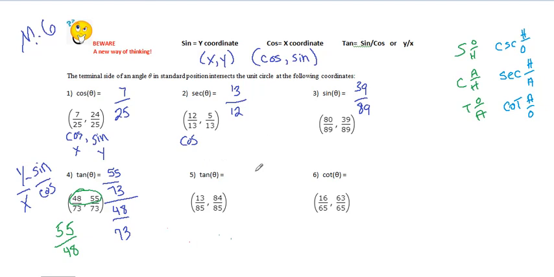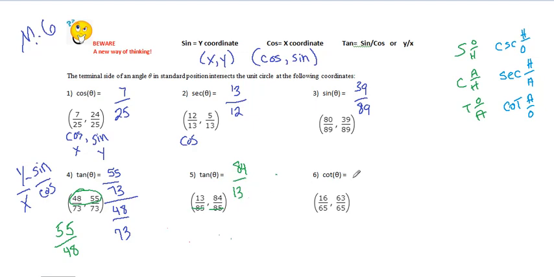Where'd my pen go? All right, so on this tangent, there's a little shortcut. Since these denominators end up canceling out because they're the same, if you look over here, this one is the same as this one, the shortcut is just, we're asking for the tangent, so it's going to be sine over cosine, or y over x, so it's just going to be 55 over 48. And that's all you have to do with that.